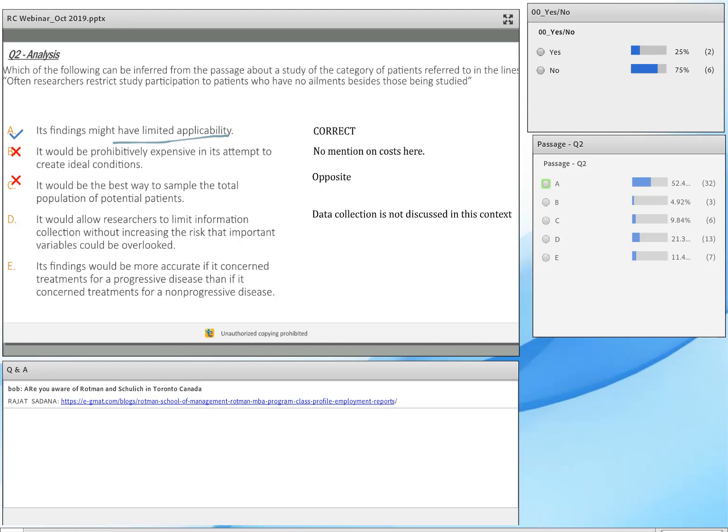It would allow researchers to limit information collection without increasing the risk that important variables could be overlooked. Again, remember, data collection was not considered in the context of the larger trial. Data collection was talked about in the context of the simpler trial. So here the author is simply utilizing multiple bits of information from the passage and packaging it in an answer choice.